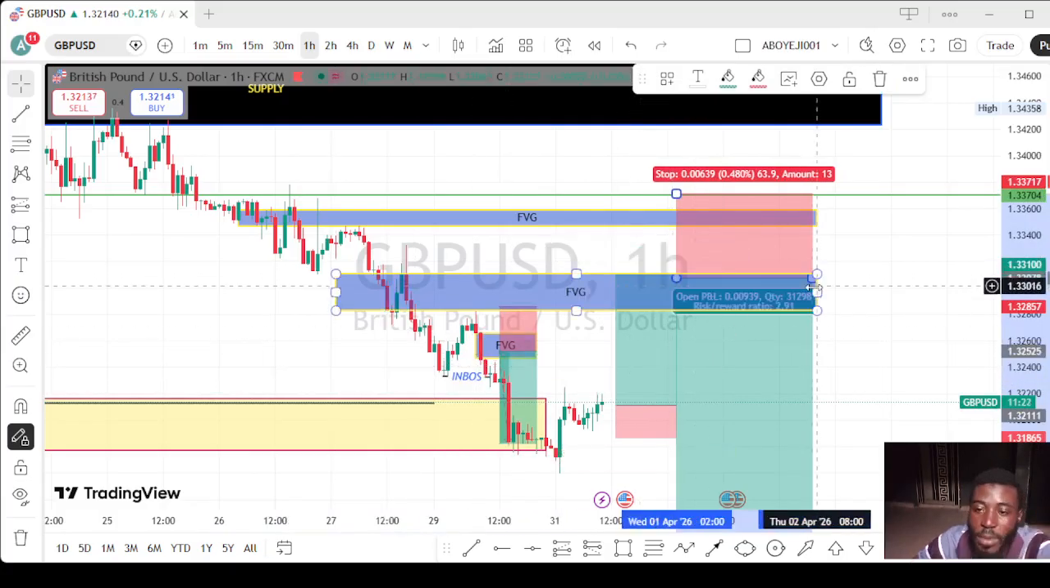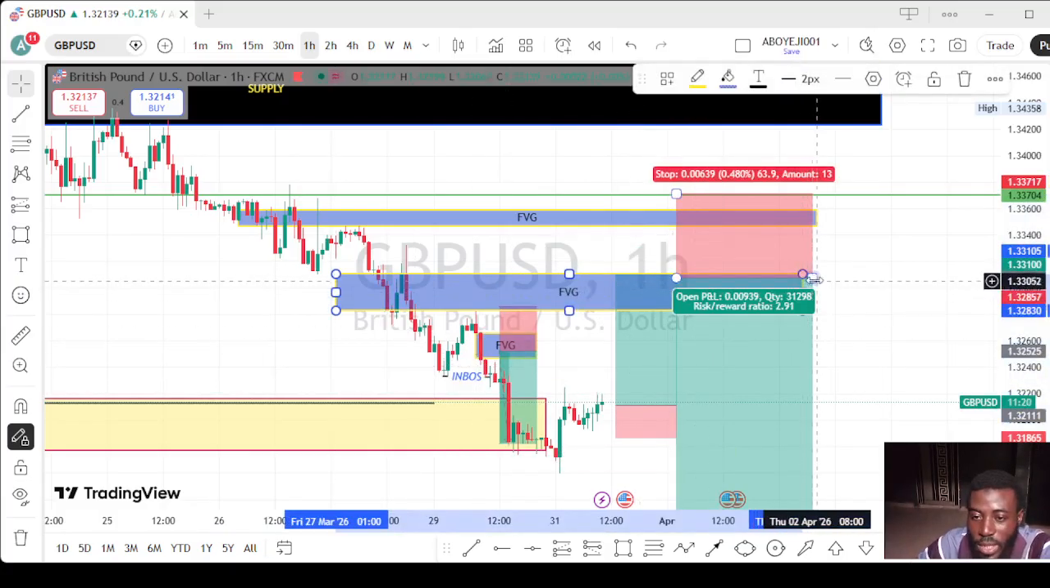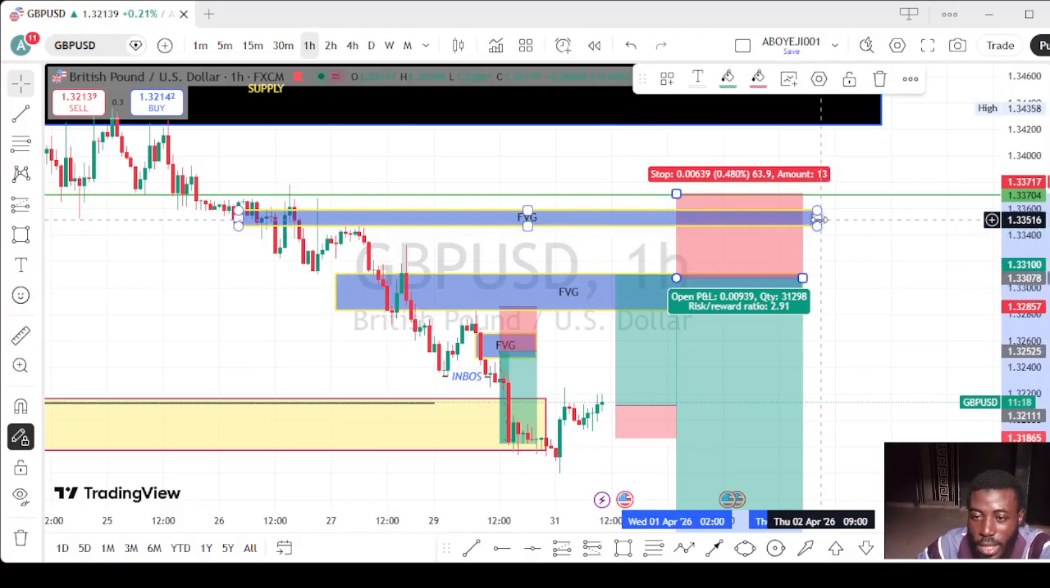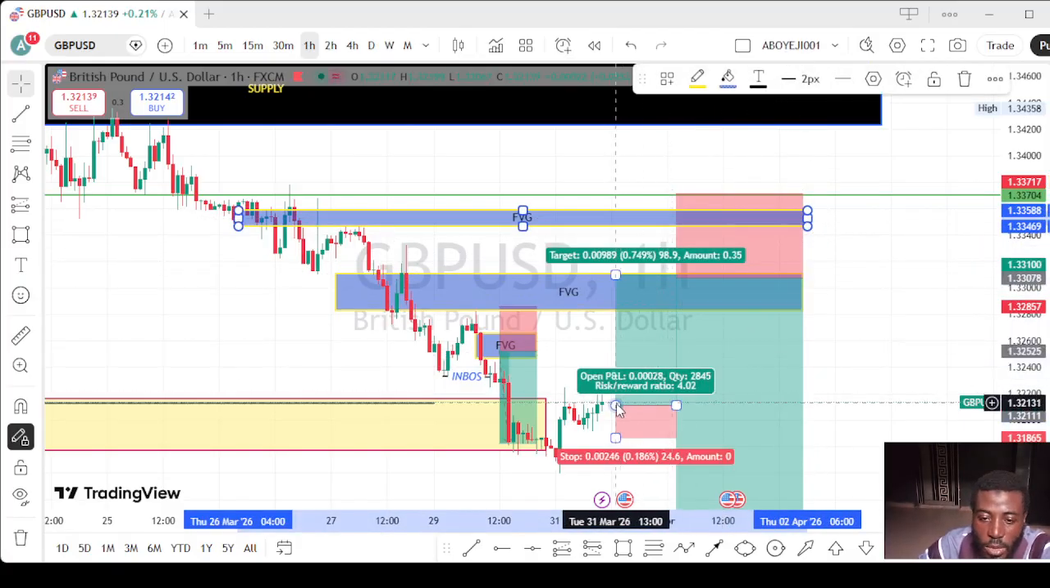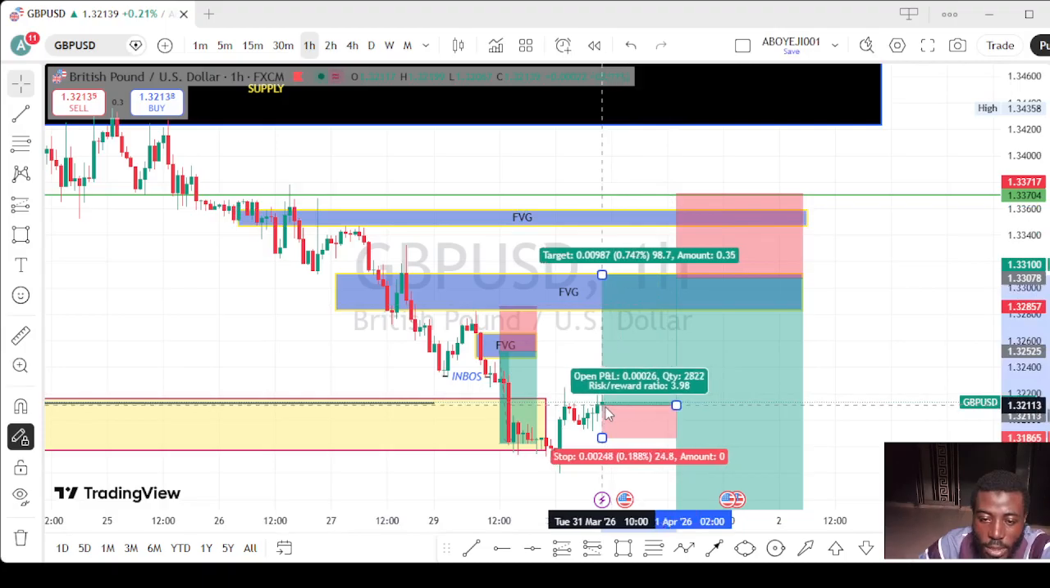On the 15-minute time frame, I don't want to check the 15-minute time frame because of the noise. So since I've seen the opportunity for the buy, after the buy and sell, so definitely we take the buy and sell from here.